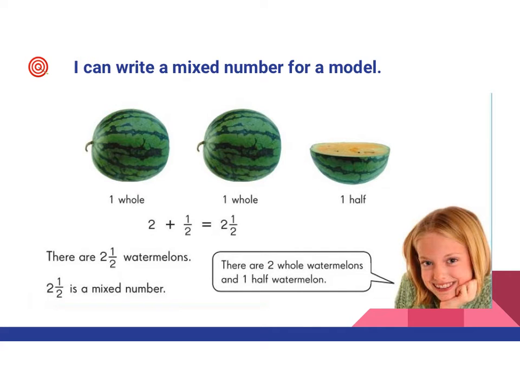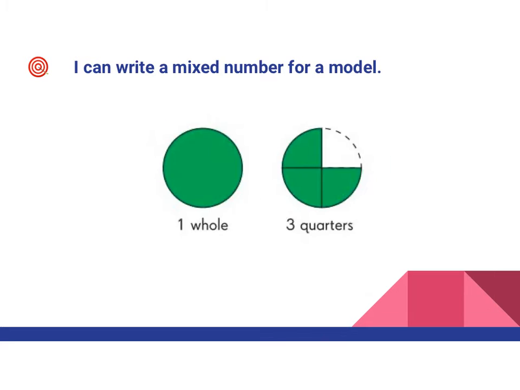If I have 2 whole watermelons plus a half of another, then my mixed number is 2 1/2. And that's how I say it, 2 and 1/2. There are 2 1/2 watermelons, meaning there's 2 whole watermelons and half of another. That's a mixed number. So what is the mixed number that this picture represents?